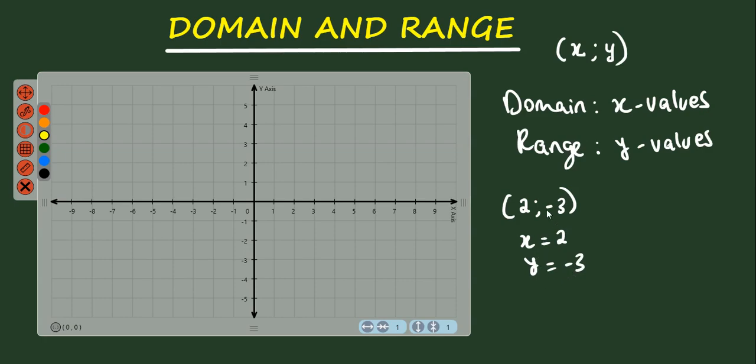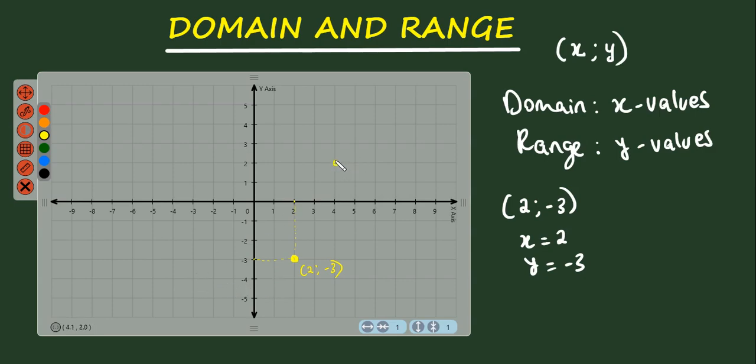Is -3. I can actually plot this point. I go to my Cartesian plane and say, where is x as 2? Here is x as 2. Where is y as -3? Here is y as -3. Now you join them like this. On 2 there, you make a dotted line straight down, and from this one you make a dotted line straight horizontal. Then this is your coordinate here, 2 and -3. Alright, that's how you plot a coordinate.